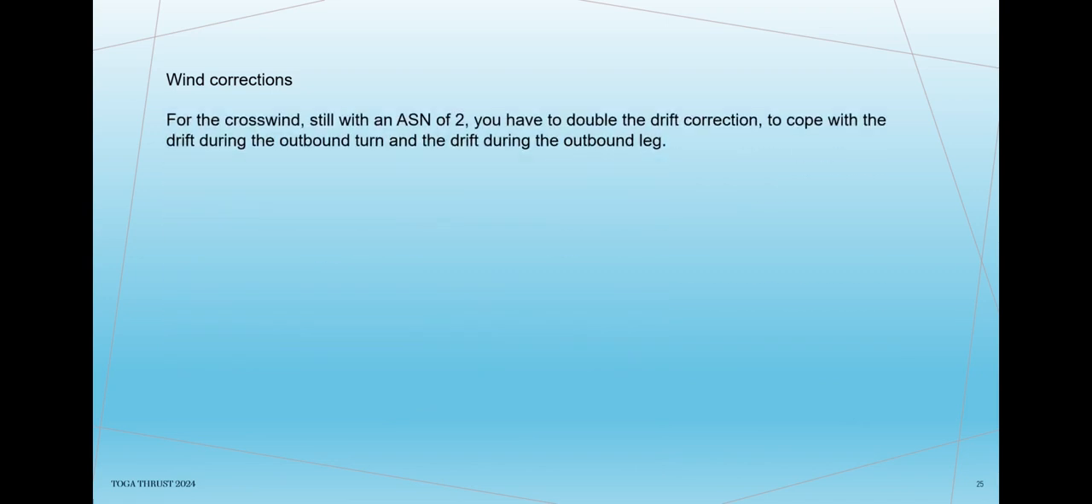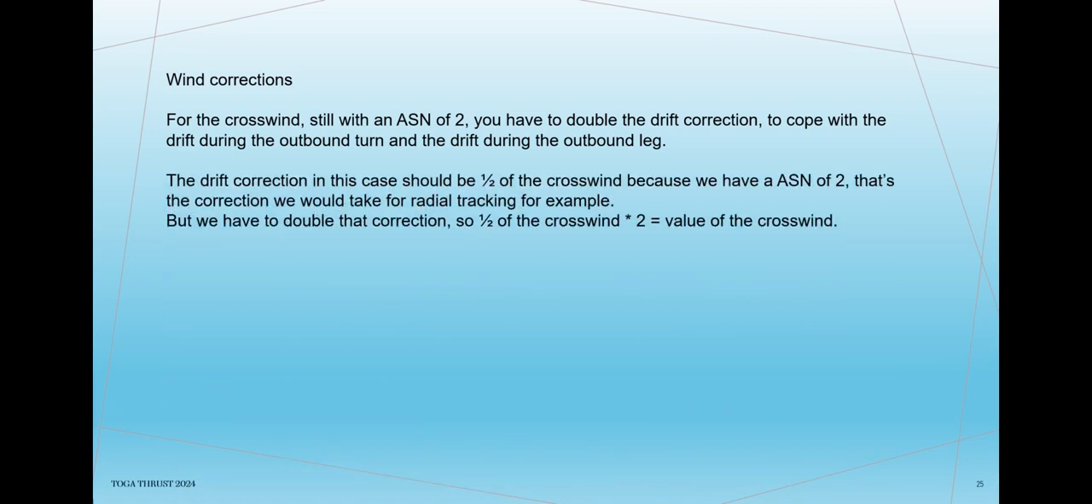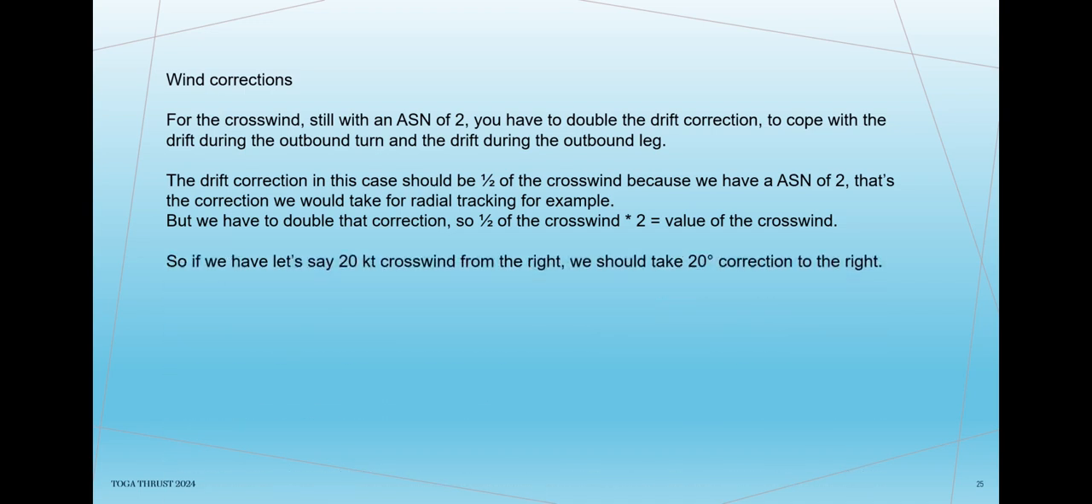For the crosswind, still with an ASN of 2, you have to double the drift correction, to cope with the drift during the outbound turn and the drift during the outbound leg. The drift correction in this case should be half of the crosswind because we have an ASN of 2. That's the correction we would take for radial tracking, for example, but we have to double that correction, so half of the crosswind times 2 equals the value of the crosswind. So if we have, let's say, 20 knots crosswind from the right, we should take 20 degrees correction to the right.